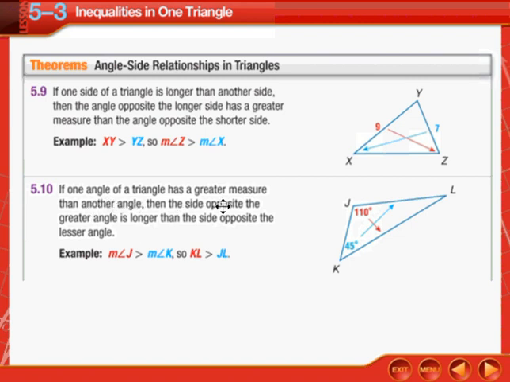If one angle of a triangle has a greater measure than another, then the side opposite the greater angle is longer than the side opposite the lesser angle. The longer side is opposite the larger angle, and the smaller side is opposite the smaller angle. So these relationships always hold true. They're important relationships, and so we have the angle-side relationship theorems that are, again, just the converse of each other.